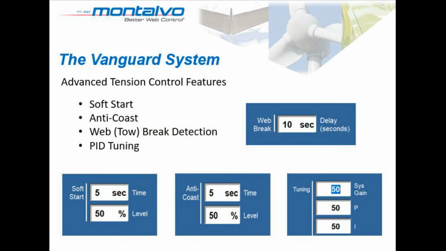Some advanced features to consider if you're already utilizing an automated control system are if soft start, anti-coast, web brake detection, and adjustable PID control are part of your system. Montalvo has led the tension control industry for over 70 years, and these features are staples that we build into our controllers, along with several other features that enhance the automation process.